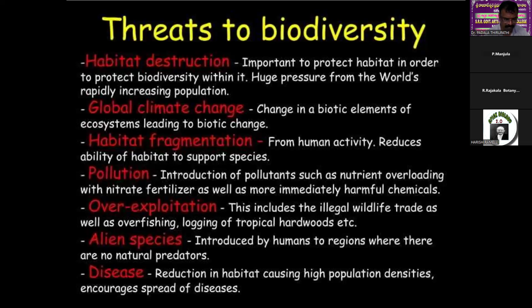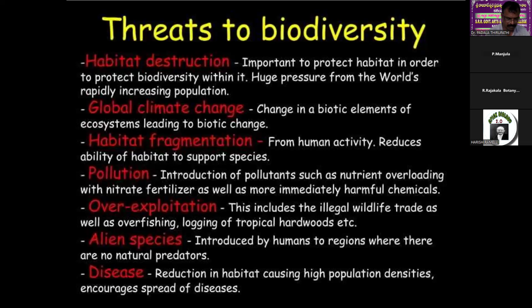The second one is global climate change. That is a change in the biotic elements of the ecosystem, due to change in climatic factors, which also leads to change in the living organisms. This global climate change is also mainly due to human activities only.